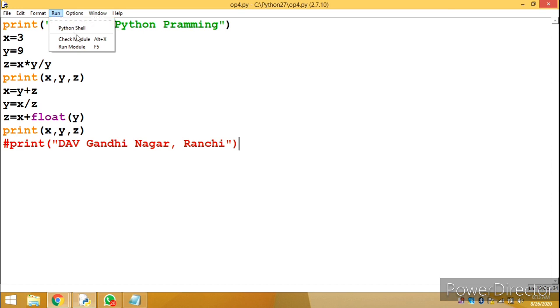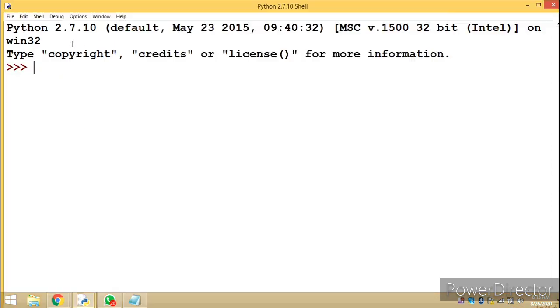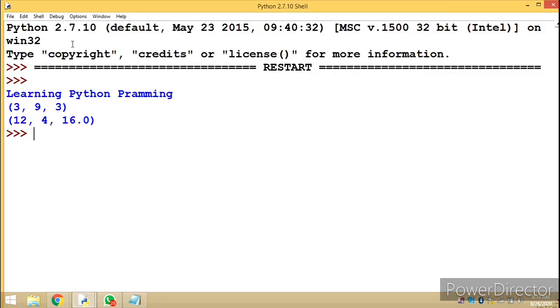Now let me run this code and show you the output. Sir, I have one doubt. Okay, very good. I'm coming. As I said, the first output is 3 9 3, and the next values are 12 4 and 16.0, due to the type conversion. It has been forced to become a float data type.